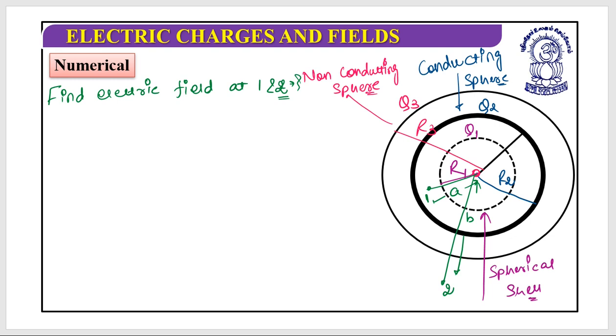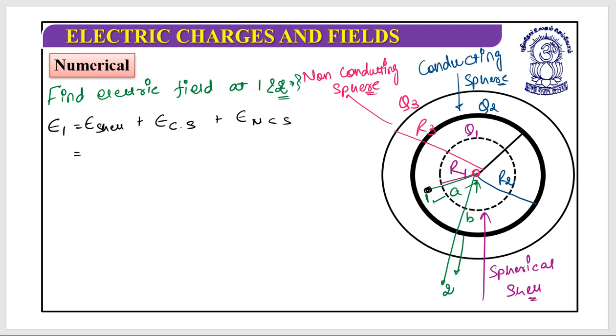How could you do this? Tell me. Let's begin with the first one. At location A, you should focus at location A only, and see which objects will give me the electric field. So I need to write all of these: E due to shell plus E due to conducting sphere plus E due to non-conducting sphere. Now, E due to shell. Location number one is outside the spherical shell.